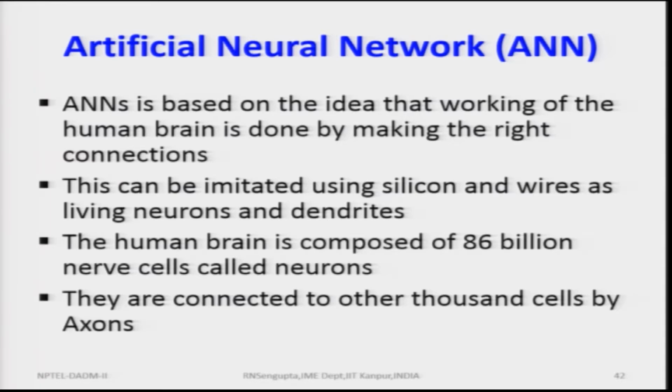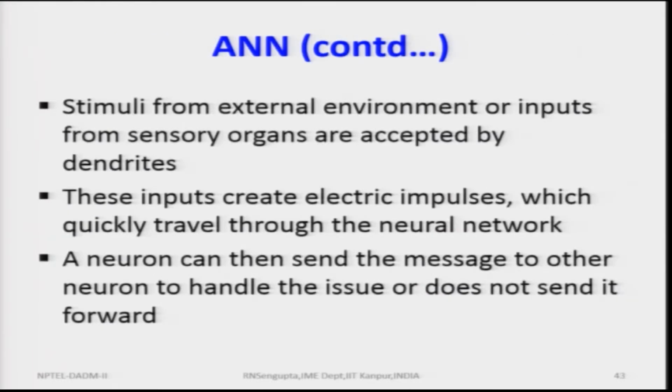They are connected to other 1000 cells by the axons, and information is passed through pulses or electrical connections. Stimuli from the external environment or inputs from sensory organs are accepted by the dendrites, and they are processed. Suddenly we feel pain, and we immediately remove our hand, or in coldness, heat, pain, all these things are transmitted.